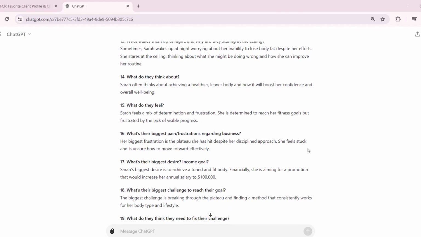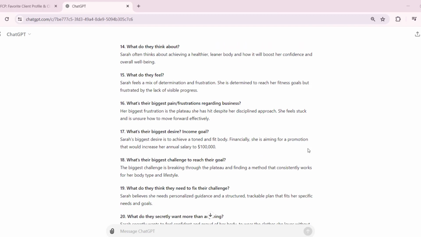14, what do they think about? Sarah often thinks about achieving a healthier, leaner body and how it will boost her confidence and overall well-being. 15, how do they feel? Sarah feels a mix of determination and frustration. She is determined to reach her fitness goals, but frustrated by the lack of visible progress.